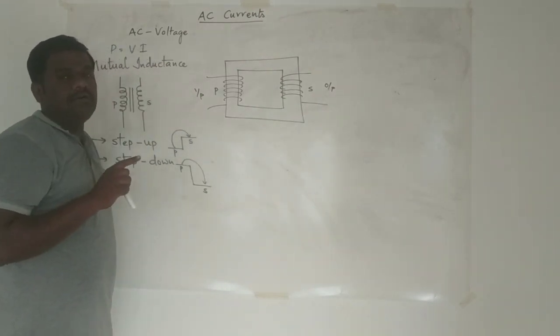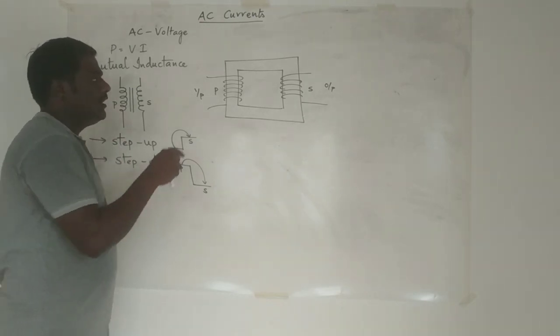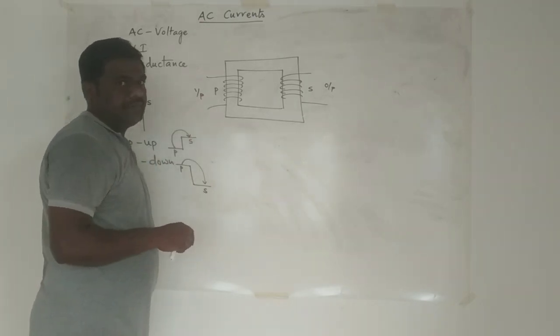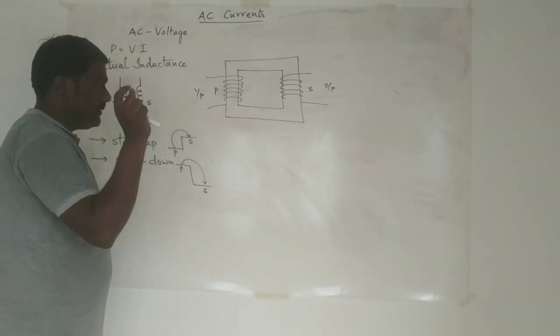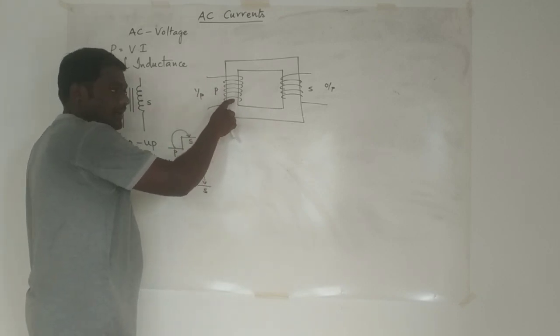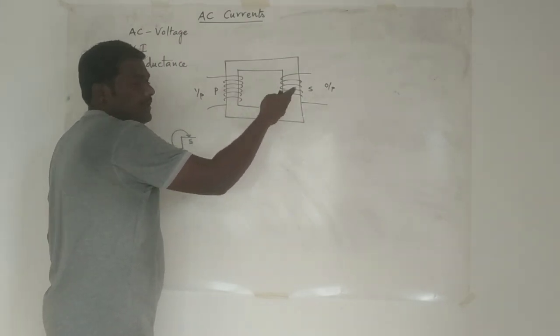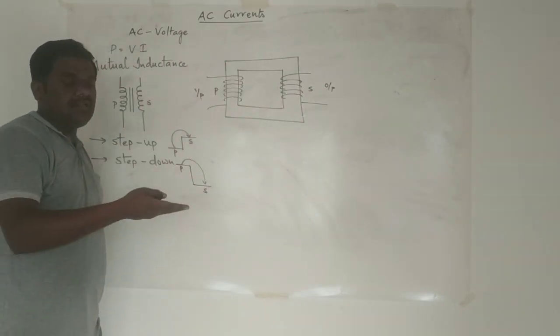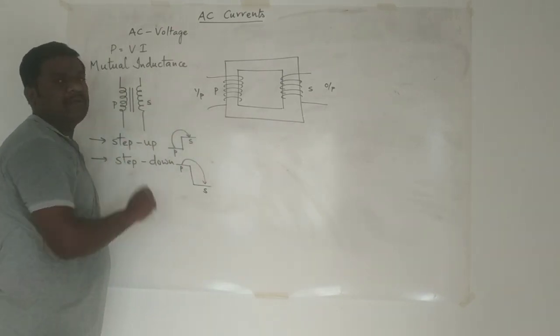So there is one rule I told. The EMF developed depends upon two things. The first is how much input voltage you are giving. The second is the number of turns. So the simple rule: keeping the voltage constant and the magnetic flux constant, if you increase the number of turns, automatically there is a change in the voltage. More turns means more voltage; fewer turns means less voltage. That is a simple concept.